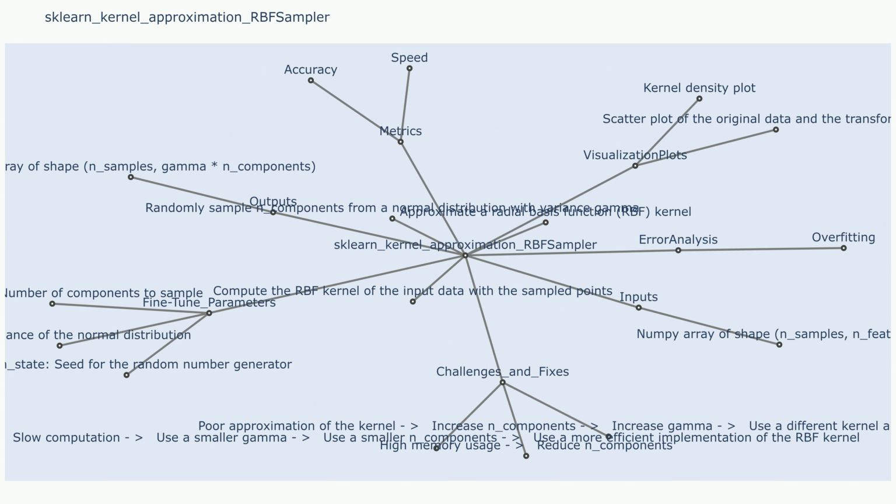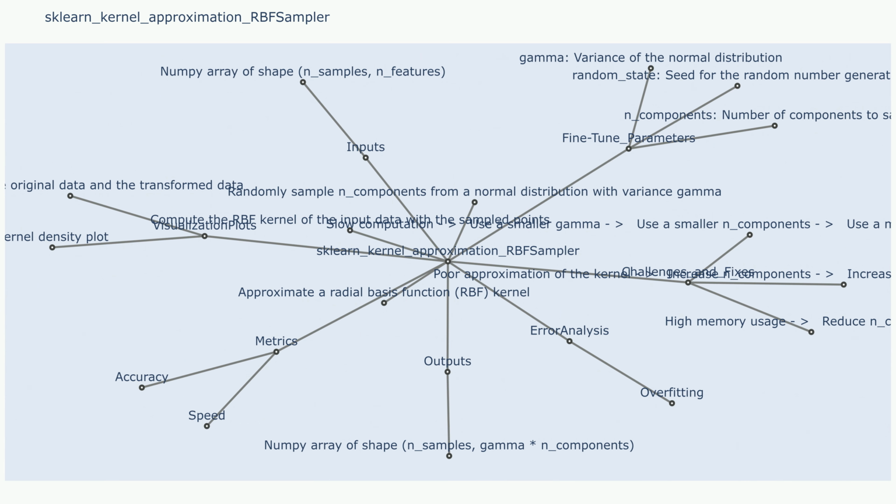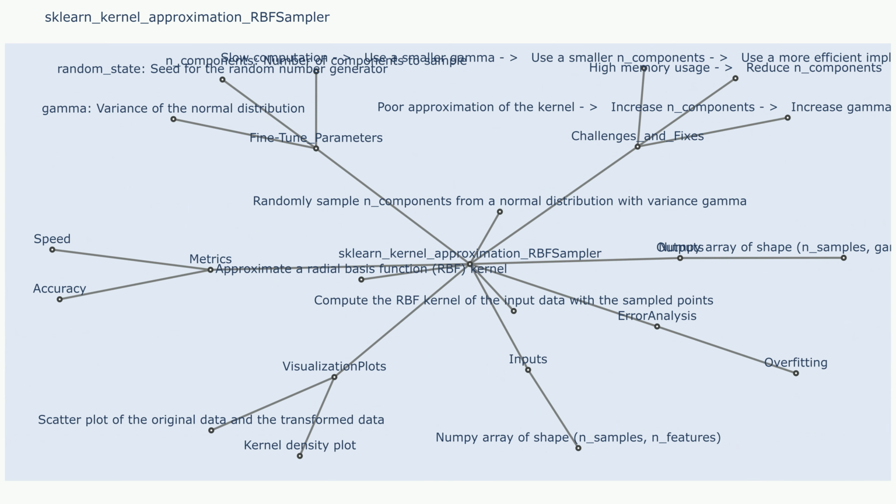Metrics: approximation quality. The quality of the approximation can be evaluated by comparing the performance of a linear model trained on the approximated features to the performance of a kernel model trained on the original data. Computational time: the time required to generate the approximate features is usually significantly lower than the time required to calculate the kernel matrix for the original data.